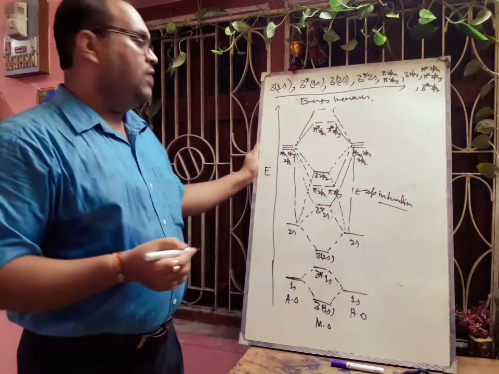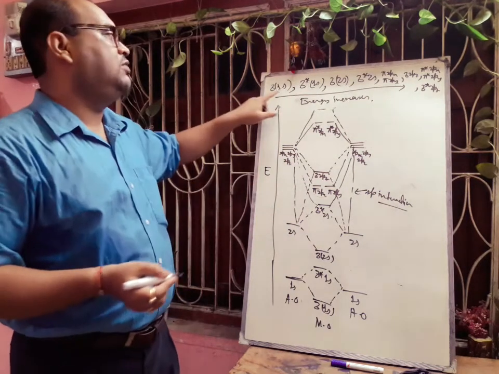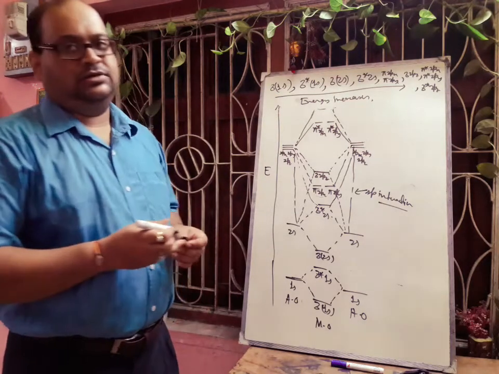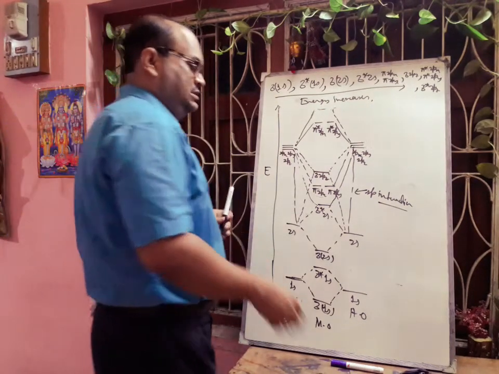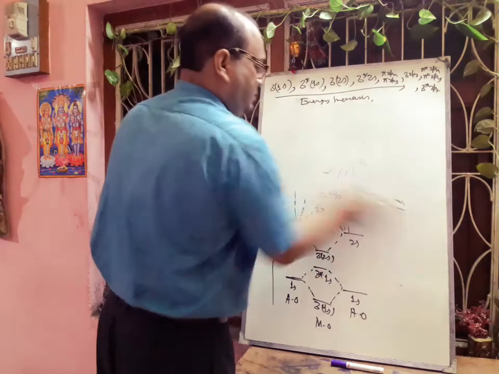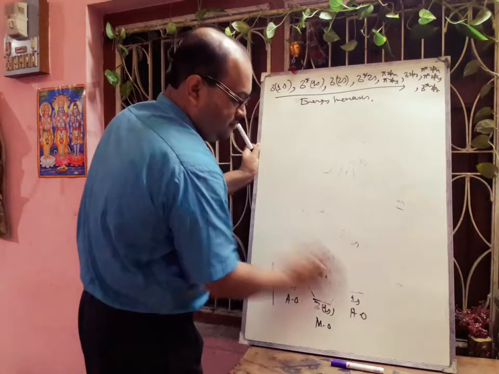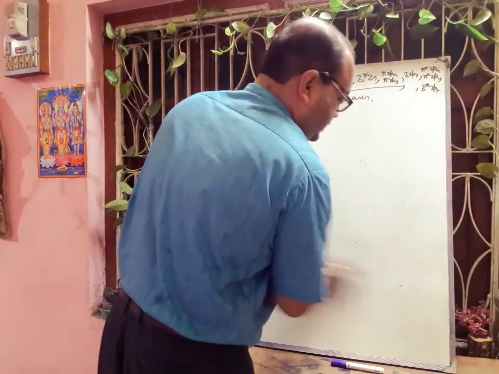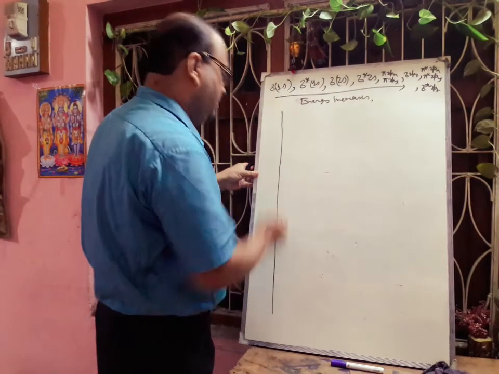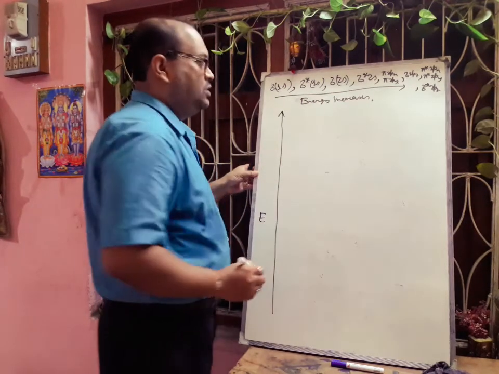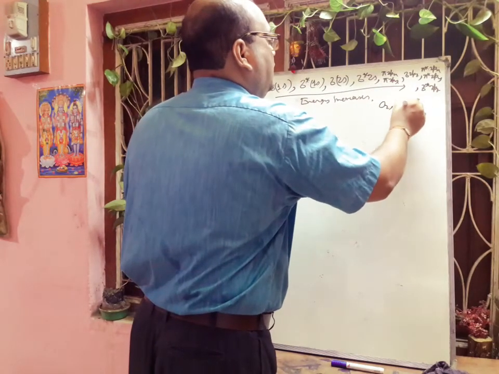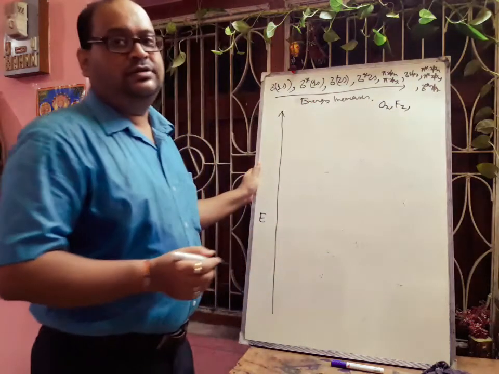So if we want to fill up the electrons, we have to start from the lower molecular orbital to the higher molecular orbital. Another case we will discuss is for molecules from oxygen, fluorine, neon. Here a little bit of change is there in the energy diagram of MOT. Now we are drawing the MO diagram for oxygen, fluorine, and neon also.